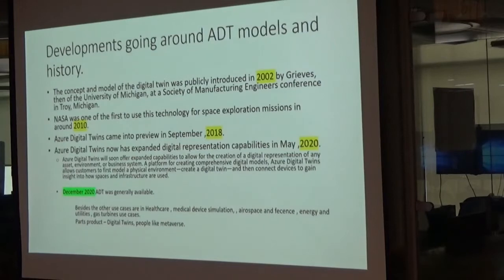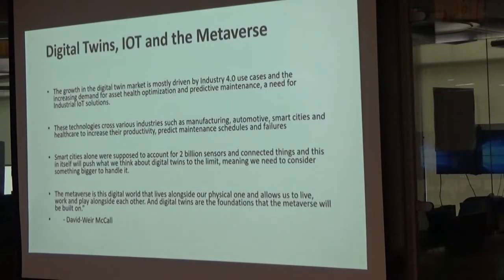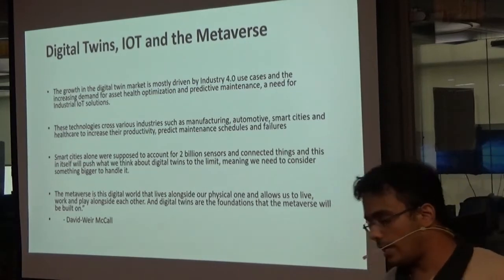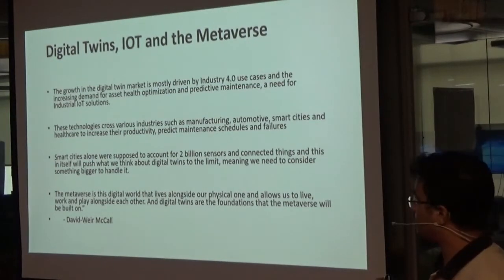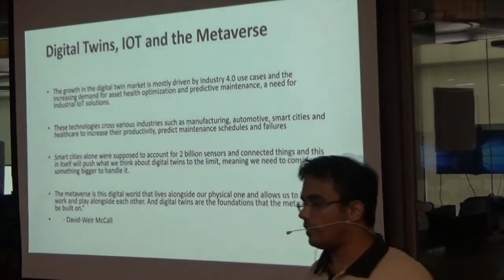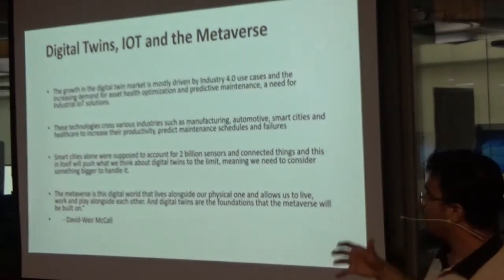Just go forward, this is about how it evolved. As I said, in 2010 NASA was the first to use this technology, and then Azure came in May 2020. They were doing experimentation, and then in December 2020 it came out as general availability. I'm explaining this in the context of Azure, because here in ABB we are using Ability Cloud. You might have heard of Ability Cloud. This is built on top of Azure.